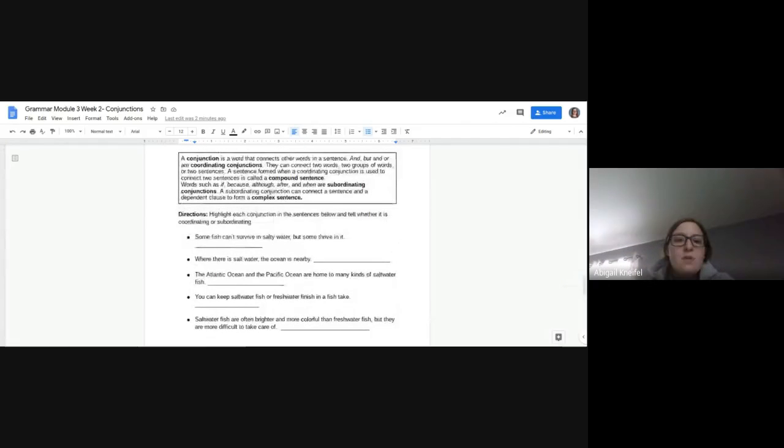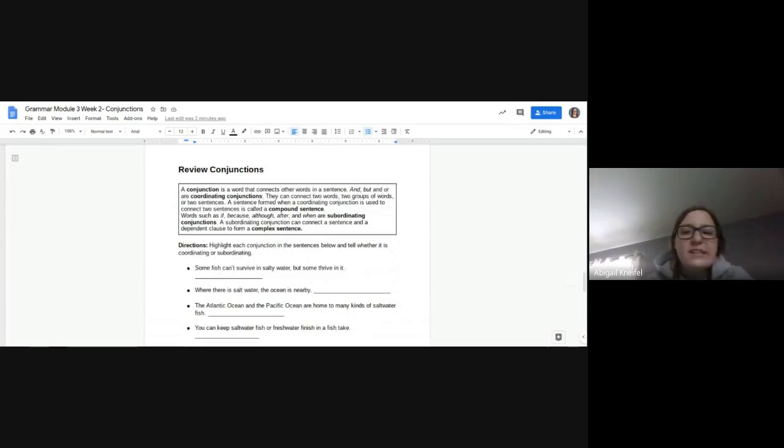So once again, a conjunction is a word that connects other words in a sentence. And, but, and or are coordinating conjunctions. They connect 2 words or 2 groups of words or 2 sentences. A sentence formed when a coordinating conjunction is used is called a compound sentence, right? And, but, and or makes a compound. But if we use words like if, because, although, after, and when, we make a sentence using subordinating conjunctions, which is a complex sentence. So the directions say, highlight each conjunction in the sentence before, and tell whether it is coordinating or subordinating.